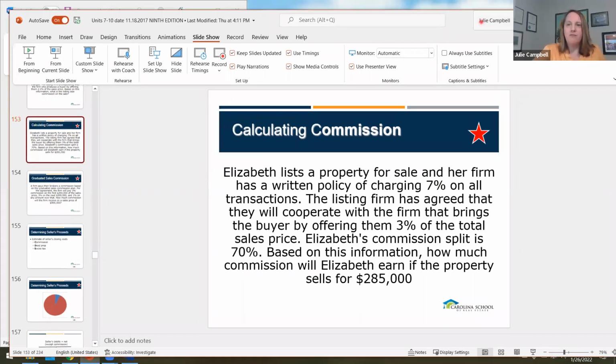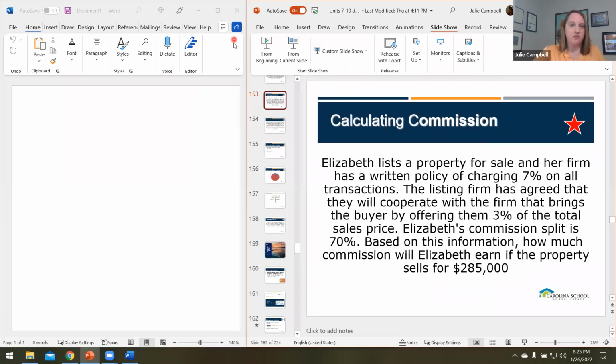So the 7, going back, look at our commission tree. The 7 is the total commission. Yes, that's what the problem tells us. The total commission, guys, remember, the seller pays the listing firm. The listing firm shares their commission with the selling firm, with whomever brings the buyer. So the firm expects to collect 7%, and we're going to divvy that 7% up between the sides.